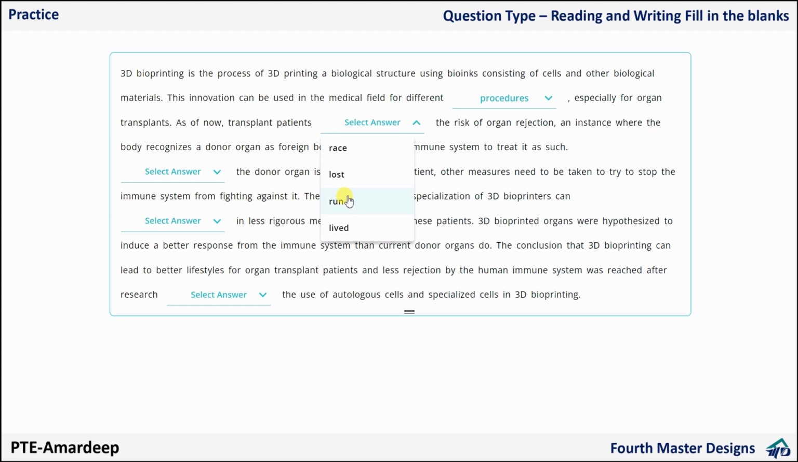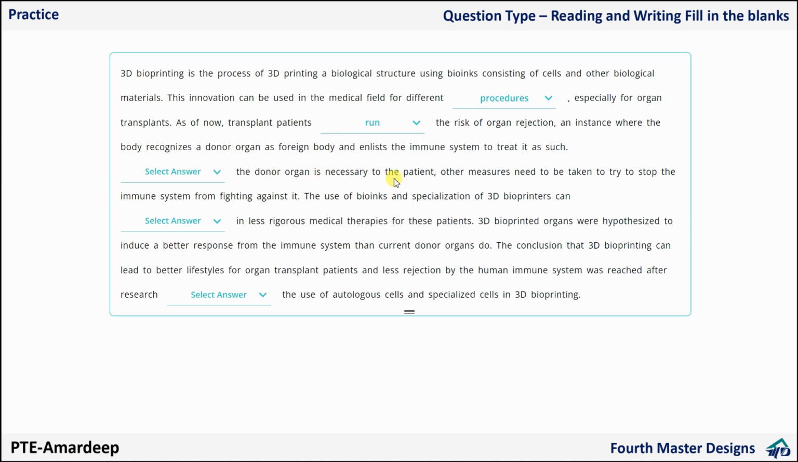Run the risk of means they always have this risk. They run the risk of. Okay, means they are having this risk. So based on the meaning, I can eliminate lost. Based on the tense, I can eliminate lived. We have race. Based on the sense, we can eliminate race, and the left one is run. This is the answer. I do not even need to cross-check.